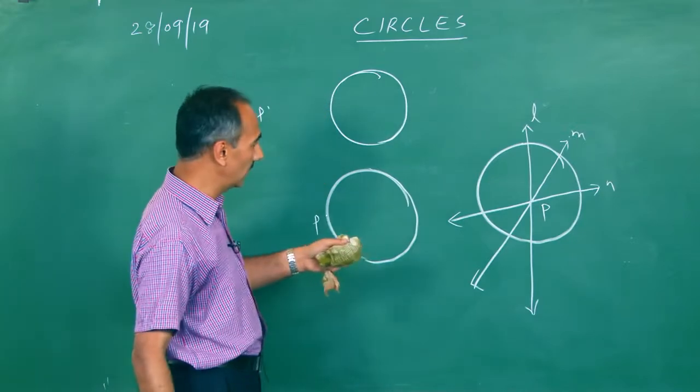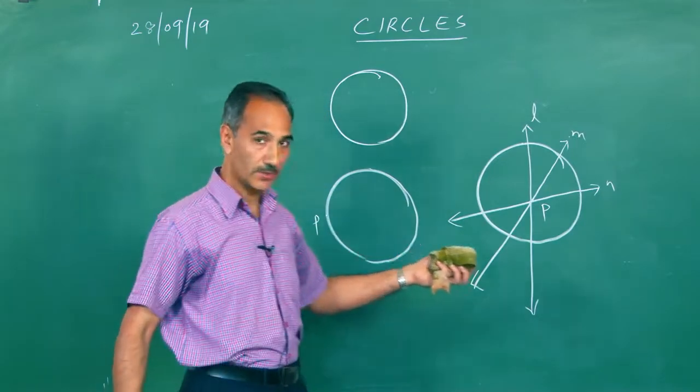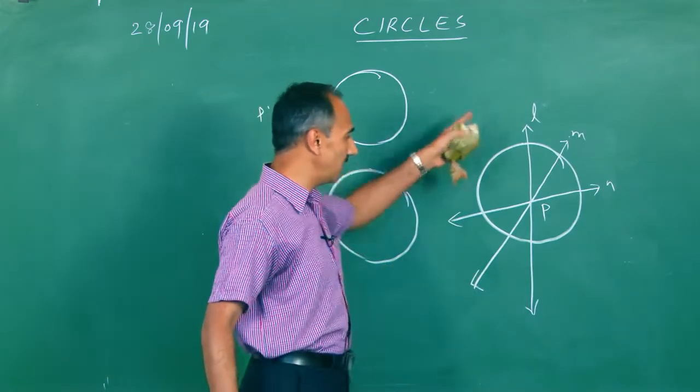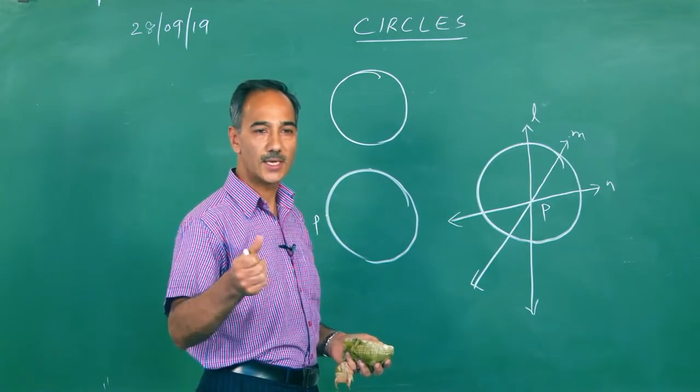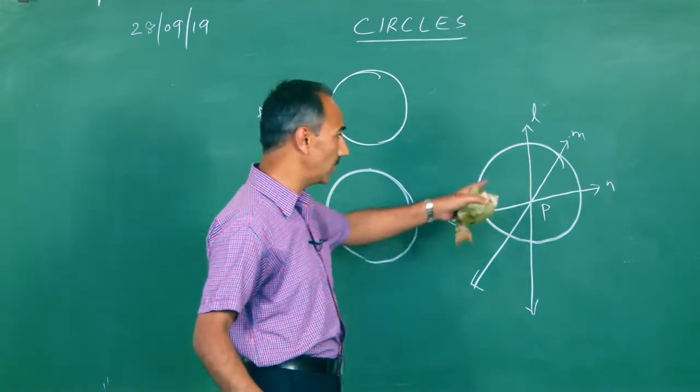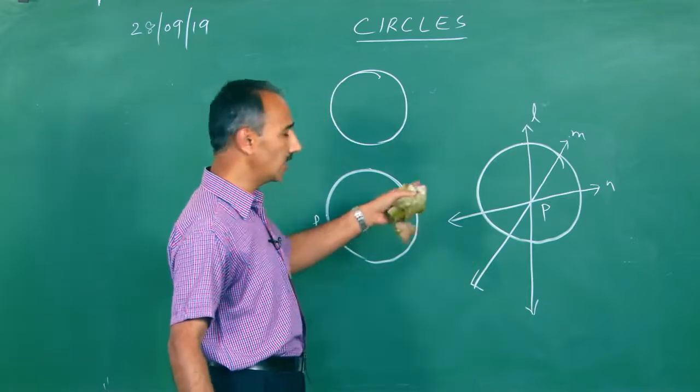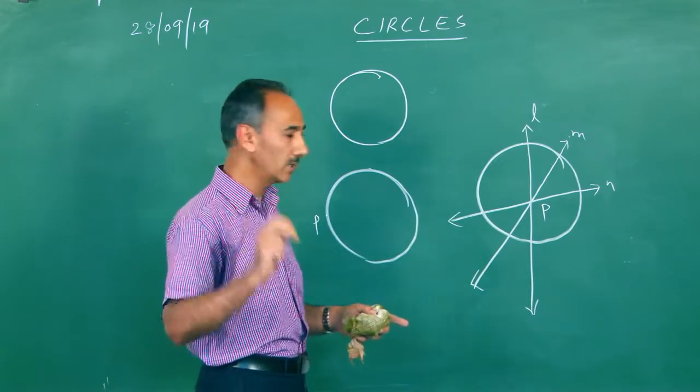Let's try to observe. They are not tangent, because they intersect the circle at 2 points. A tangent meets the circle at 1 point. They are not tangents, they are secants. A secant is a straight line intersecting a circle at 2 points.